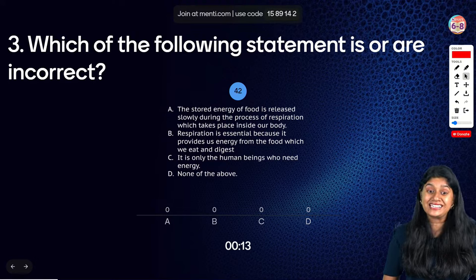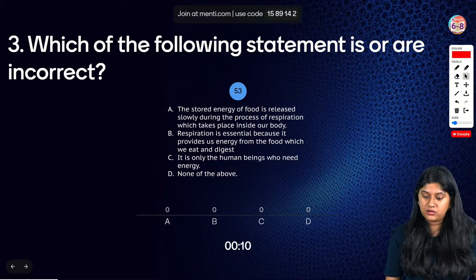Which of the following statement is or not incorrect? Which of these is incorrect?